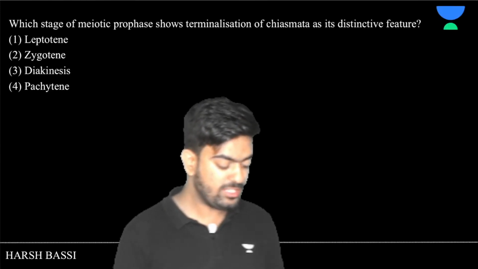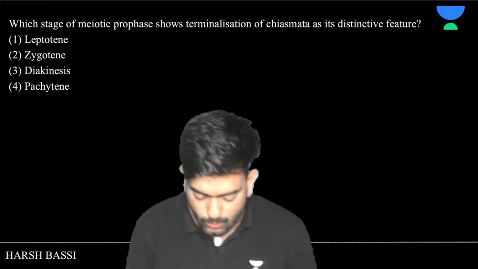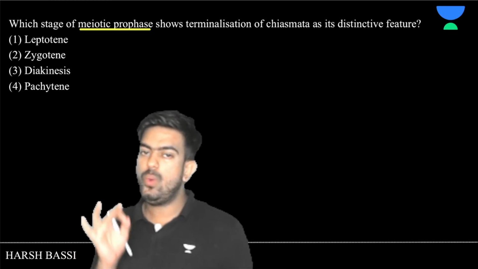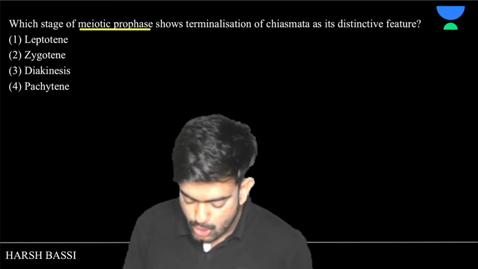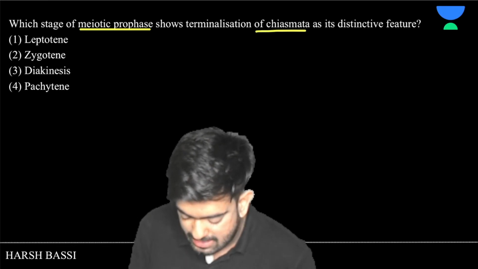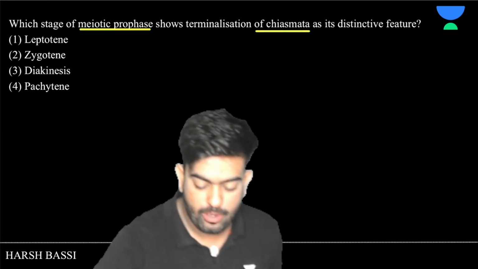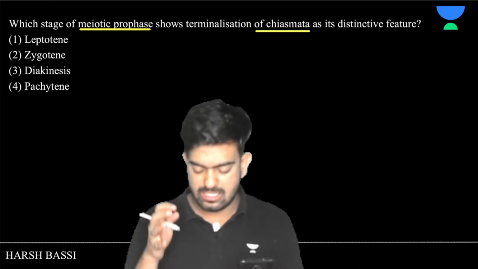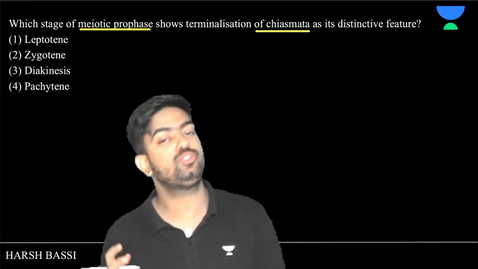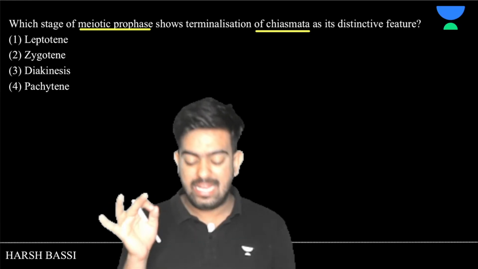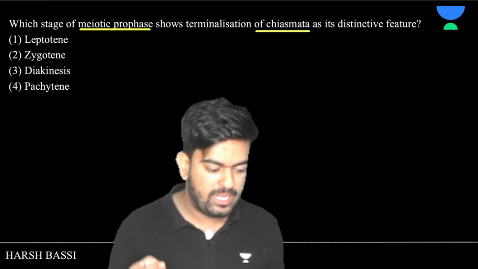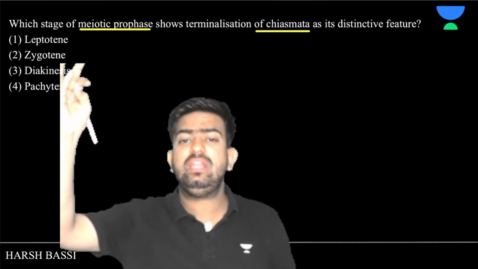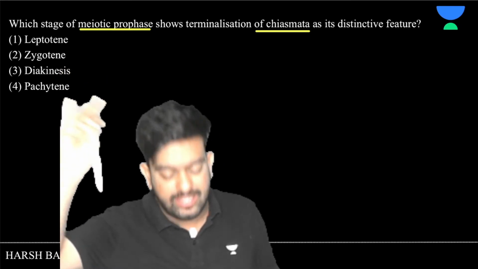Now next we have: which stage of meiotic prophase shows terminalization of chiasmata? Remember I told you that from this point the questions can be asked, and yes, this question was asked in NEET 2021. Terminalization of chiasmata takes place in which of the following stages: leptotene, zygotene, pachytene, diplotene or diakinesis?